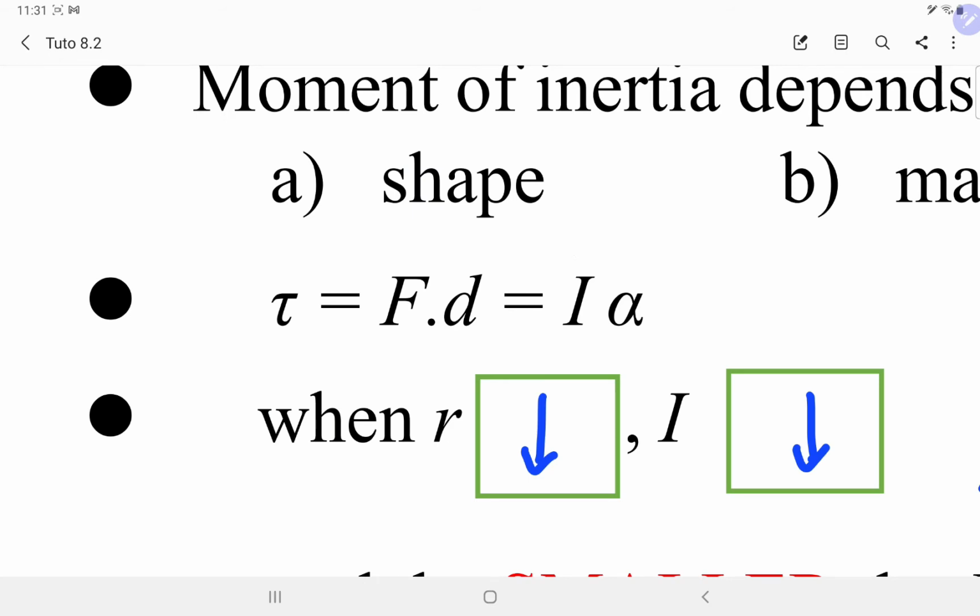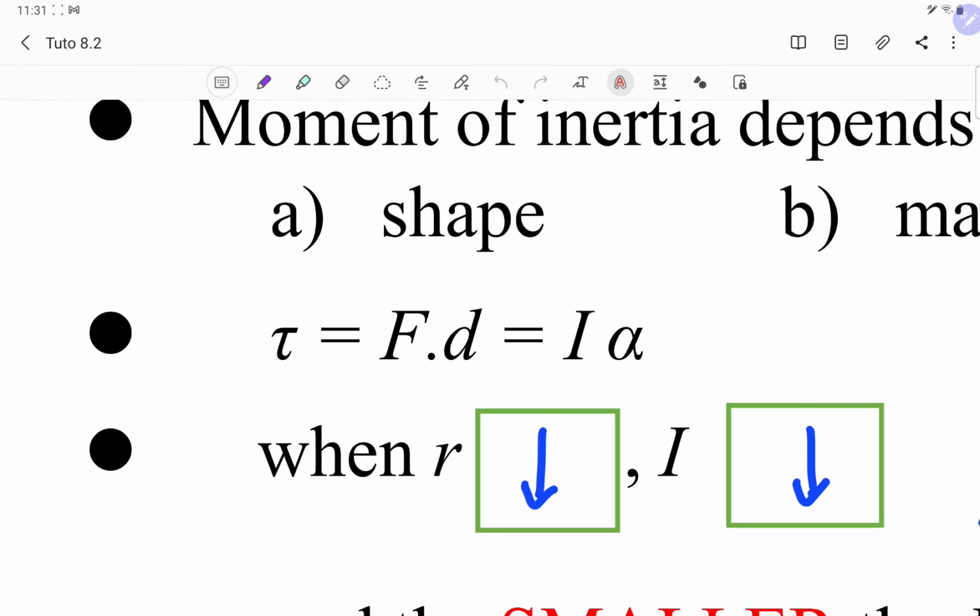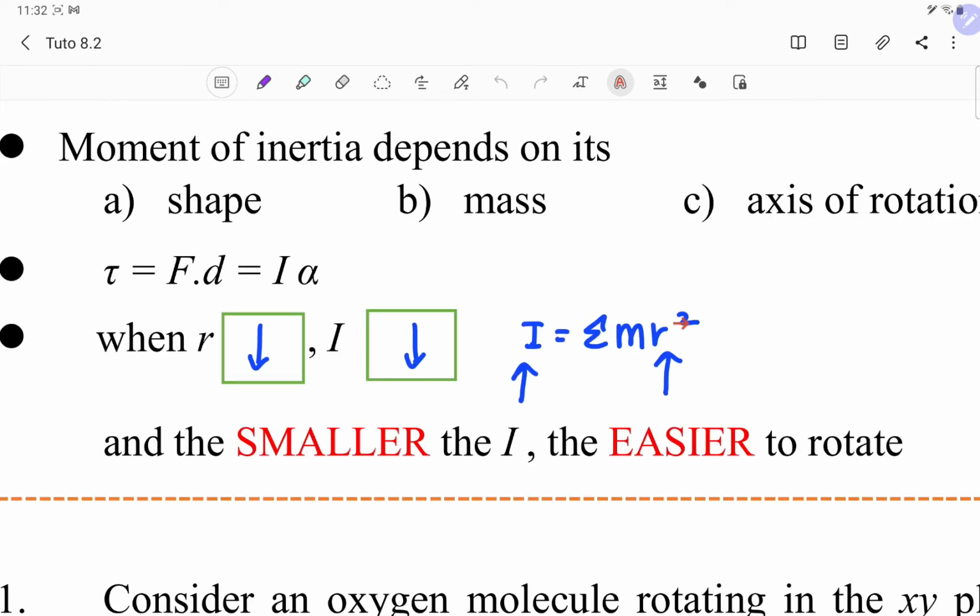So here we're going to look at another formula for torque. Last time we used F times d, where F is the force and d is the moment arm. The angle between them is 90 degrees. Another formula for torque for a rigid body already moving with a certain angular acceleration is I alpha. Next, I is equal to mr squared. So when the r is greater, I will become greater, meaning that the resistance is greater. It's very hard to rotate.